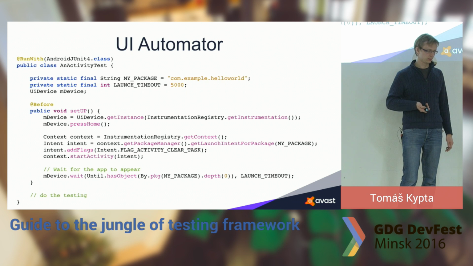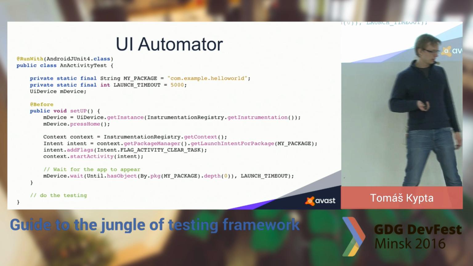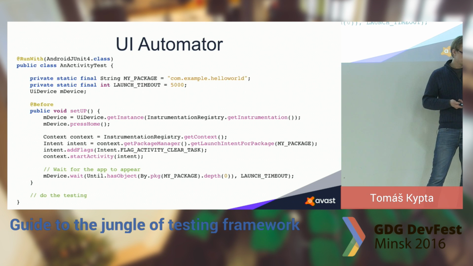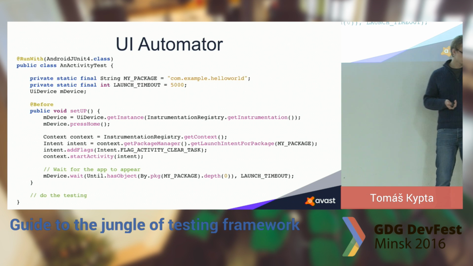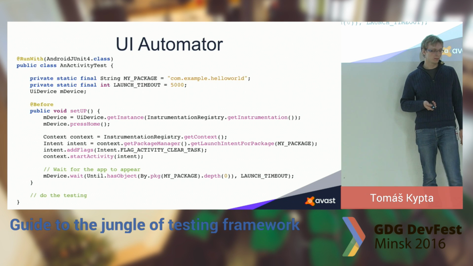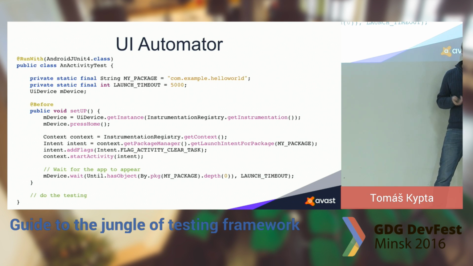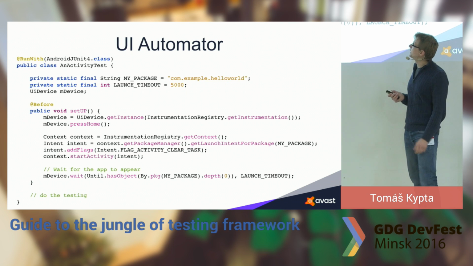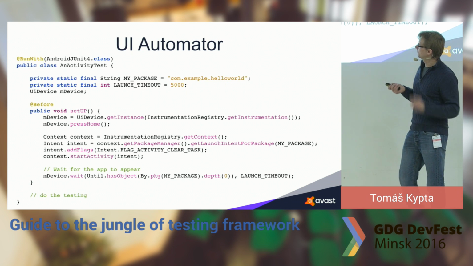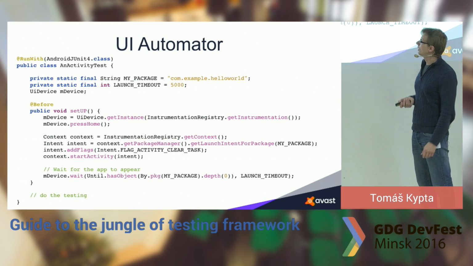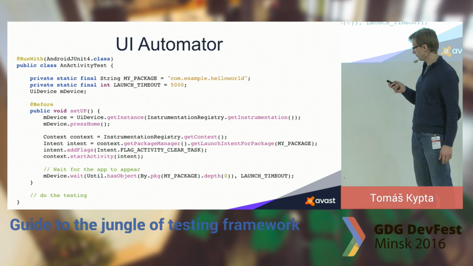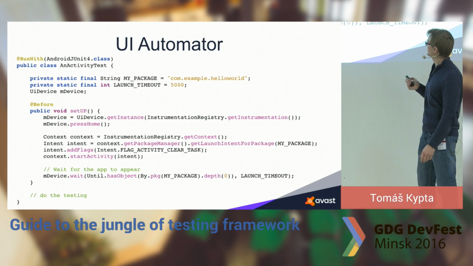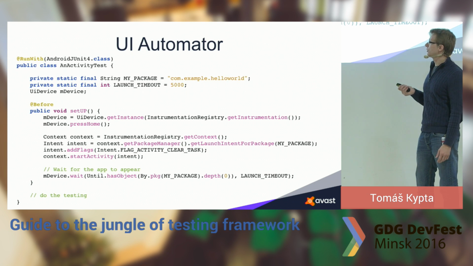So how does a test look like? The unit test is run with Android JUnit 4. That's the runner defined in the support testing library. Then I need some setup at the beginning. I define my device, and before I start, I press home to clear the screen, and then I will create some intent and start my activity.